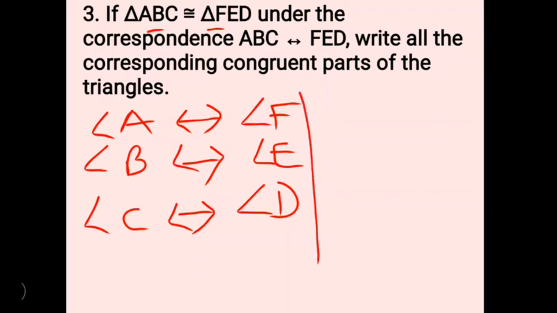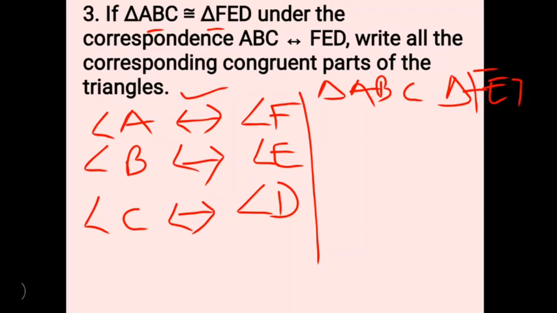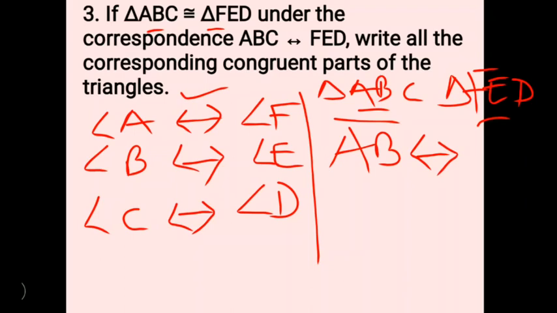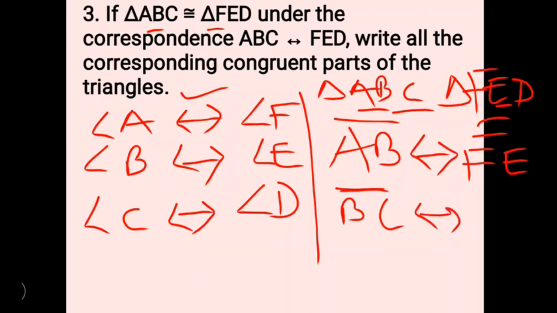So this is for the angles, and if you have to consider the sides, then for triangle ABC and triangle FED, right? Your side AB will be equal to FE. So the first side is AB, and AB corresponds to side FE. Then what you have, BC, right? After AB you have BC, so side BC corresponds to ED, right?